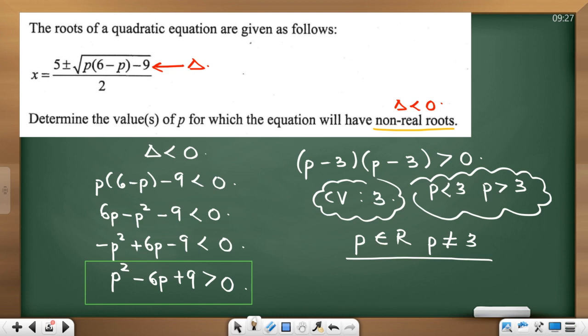Before I show you what this means in terms of nature of roots, is there anybody who is lost here? Quickly. We have P minus 3 greater than 0. It means P is greater than 3, P is less than 3. But our answer can be well written as P is an element of real numbers and P is not equal to 3. Is there anyone who is lost?